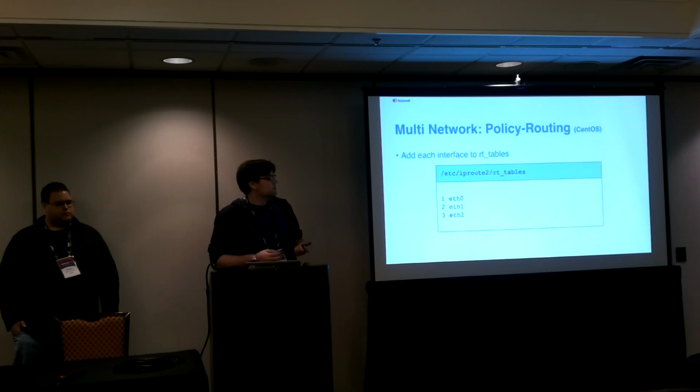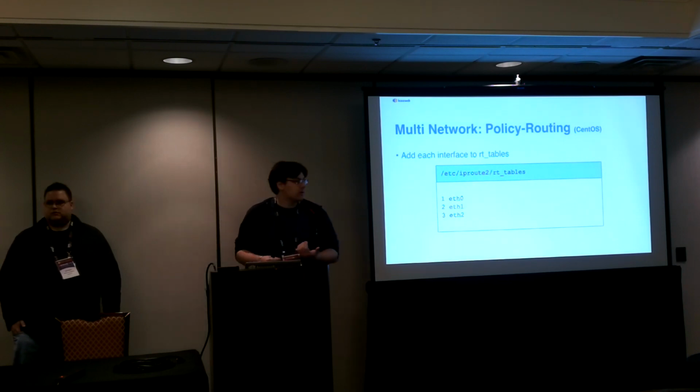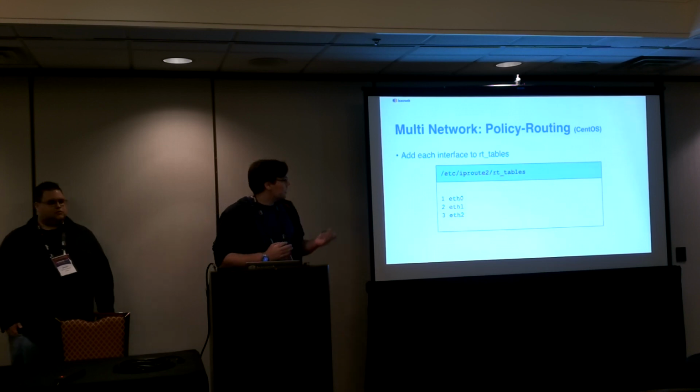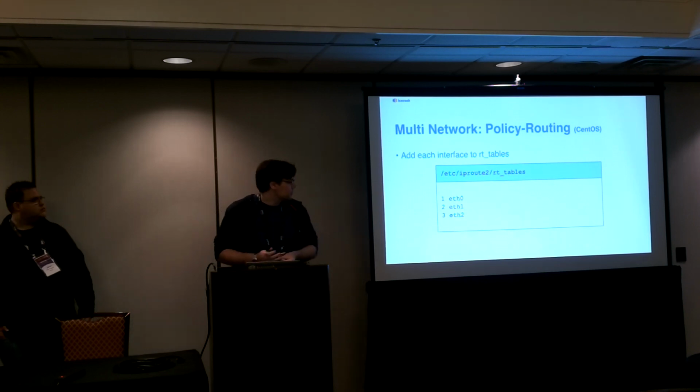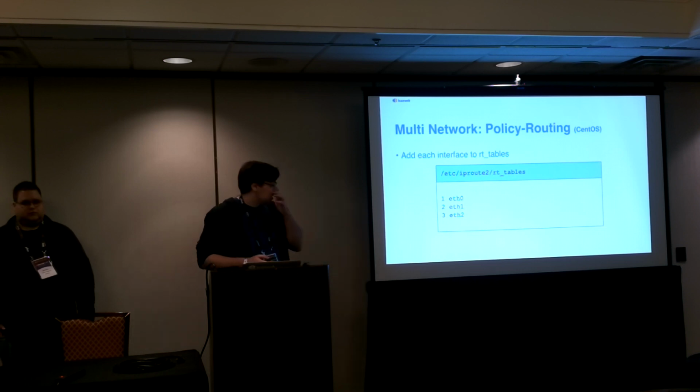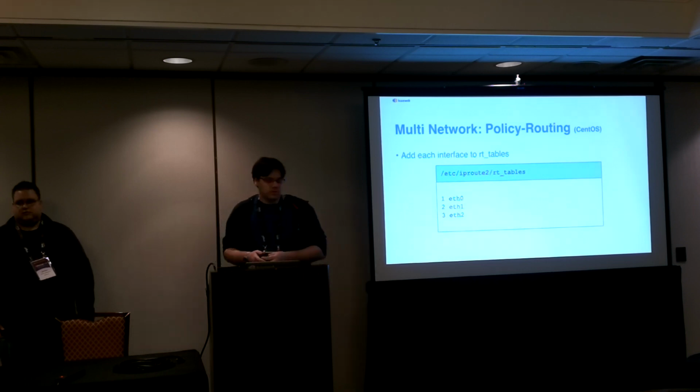And in order to configure this with CentOS, which was our primary target for doing this, you have to add each interface to the rt_tables IP route configuration. This will create a table for each interface, which we'll be configuring later.